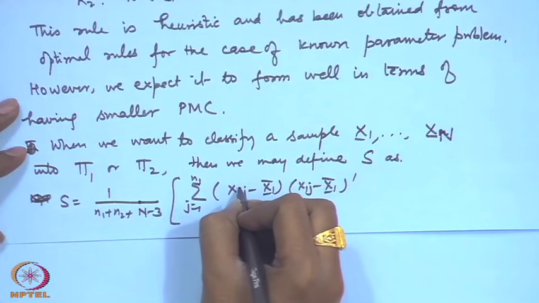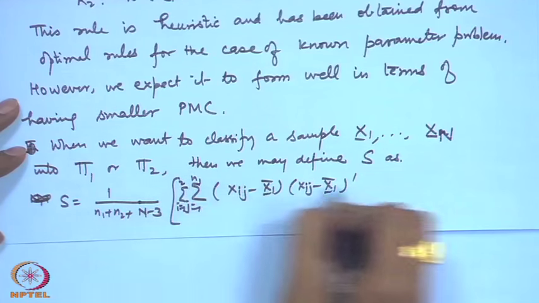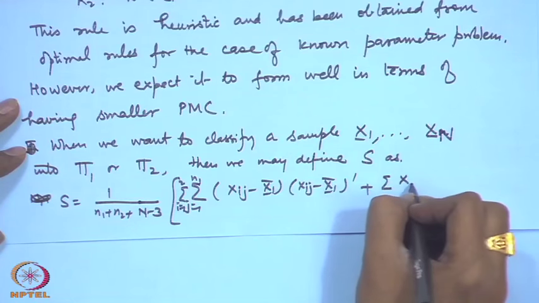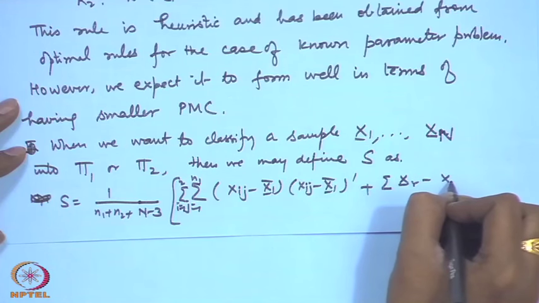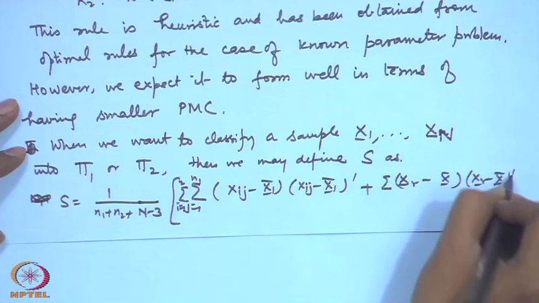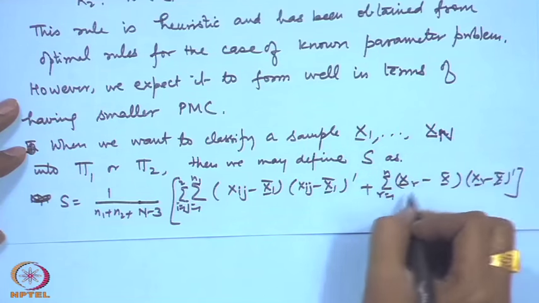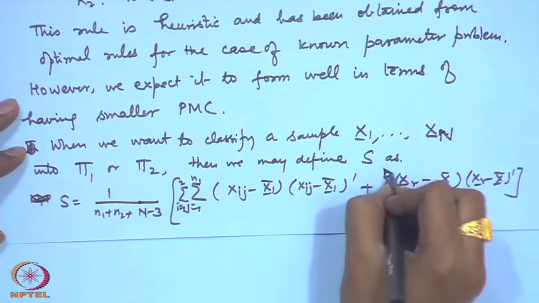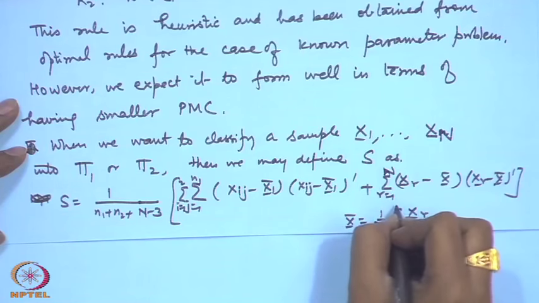And basically the second term will also come. So, let me put it here, i is equal to 1 to 2, plus the sum of (x r minus x bar)(x r minus x bar) transpose, r is equal to 1 to N. Here this x bar is actually 1 by N times the sum of x r, r is equal to 1 to N.